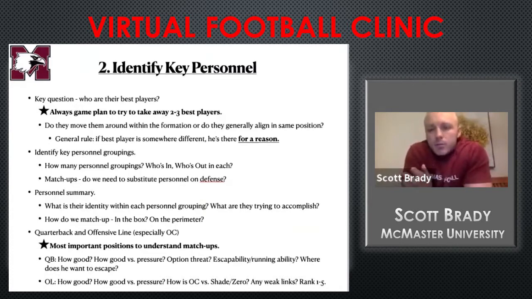And really the starting point for us is, do we need to substitute when they get into some of these personnel packages? So if they're in a 5 receiver set, do we need to get a defensive back in at the Sam or even the Will linebacker position? If they get into a 3 back set, do we need to look at getting more defensive linemen or linebackers on the field? You want to figure out how you're going to match up with these different personnel groupings.